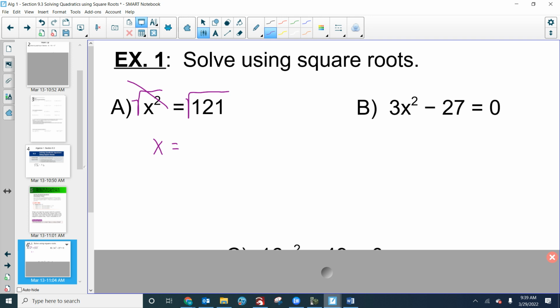X. Okay, now, what's the square root of 121? Yes and no. I want both answers. It's positive and negative 11. So that has two answers.